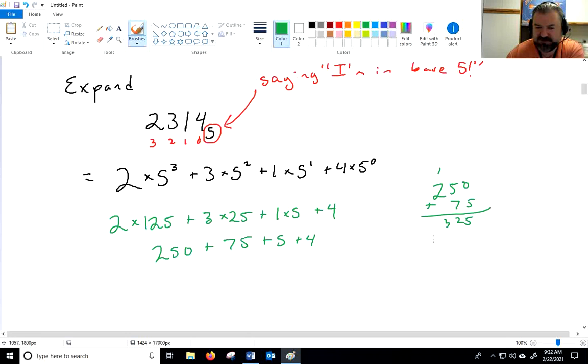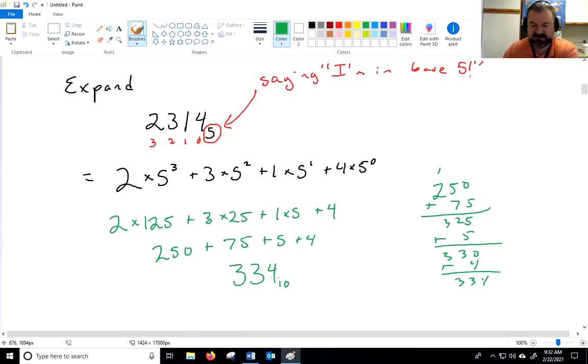So that's 325. But now I got to add 5 to that, so I get 330. Then I got to add 4 to that, so I get 334. So I have 334, and that's in base 10. And if we don't put the base, it's assumed to be base 10. So that's how that works.